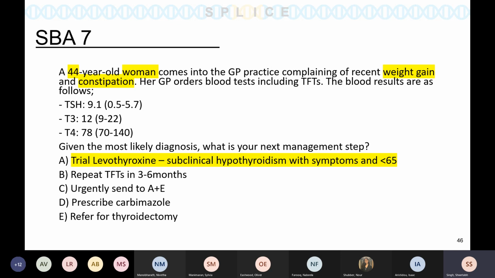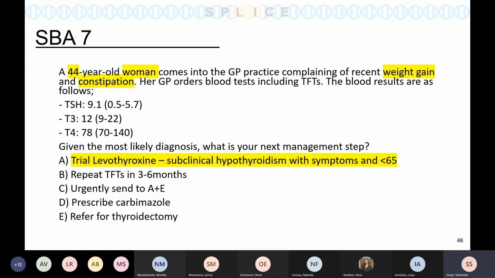So a 44-year-old woman has weight gain and constipation. So she's got symptoms of hypothyroidism. Blood tests. So TSH is 9.1. So it is high. T3 is normal. And also the T4 is normal. So a little bit of a weird picture. This is essentially, because the TSH is high, subclinical hypothyroidism. And because she's got symptoms and she's less than 65 years old, she's quite young, you want to trial levothyroxine straight away. And we'll talk about that in a few slides.